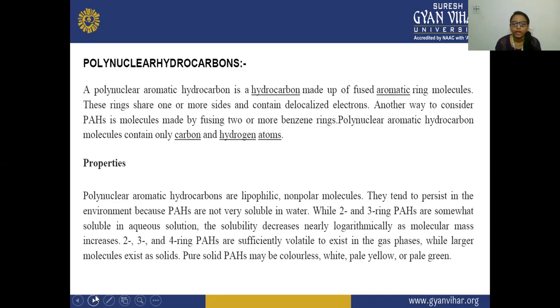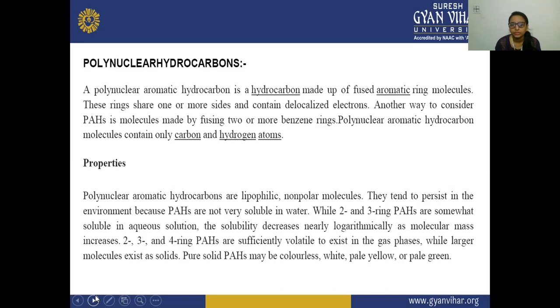The polynuclear aromatic hydrocarbons are lipophilic, non-polar molecules. Lipophilic means lipid loving; philic means loving, and phobic means hating. So here they are lipophilic, meaning they are lipid loving, and they are non-polar molecules. There is no polarity in them, and that is why they are non-polar molecules.